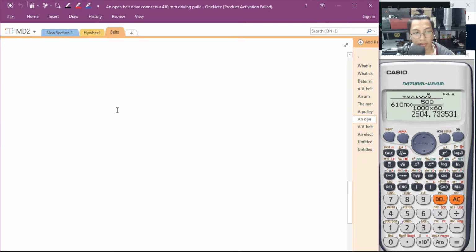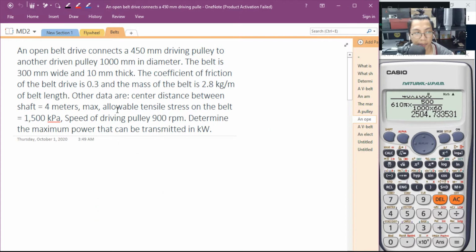How about problem number 8? An open belt drive connects a 450 mm driving pulley to another driven pulley 1000 mm in diameter. The belt is 300 mm wide and 10 mm thick. The coefficient of friction of the belt drive is 0.3 and the mass of the belt. So, binigyan ka dyan specific mass of the belt na 2.8 kilograms per meter length of the belt. And then there are other data.